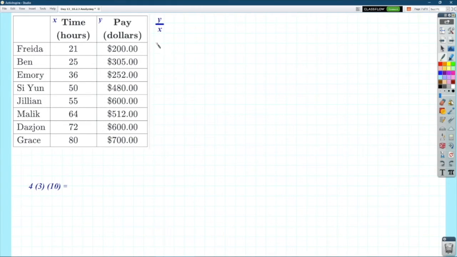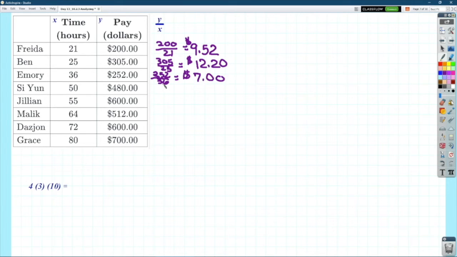So for the first one, we're going to do 200 divided by 21, and that equals approximately $9.52. For the next one, we're going to do 305 divided by 25, and that equals $12.20. For the next one, we're going to do 252 divided by 36, and that equals $7. And then we're going to do 480 divided by 50, and that equals $9.60. We're going to do 600 divided by 55, and that equals approximately $10.90.